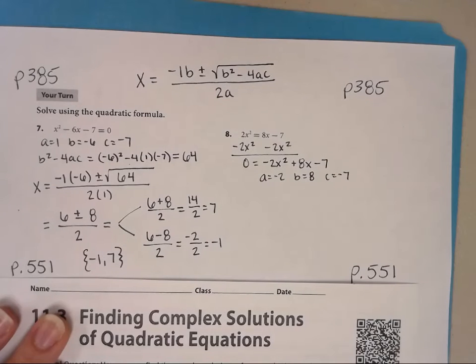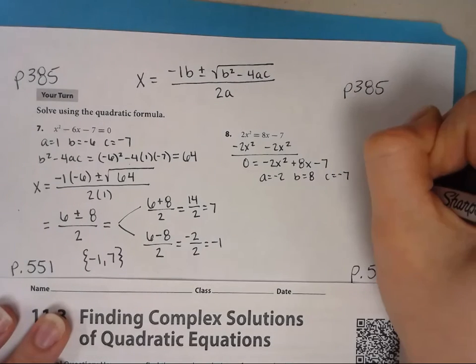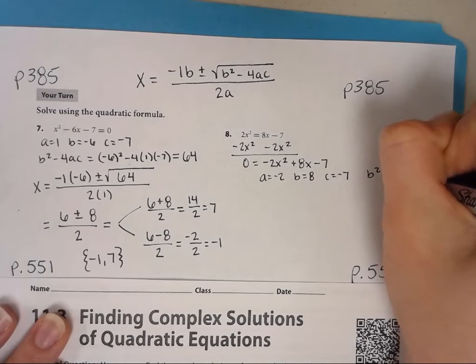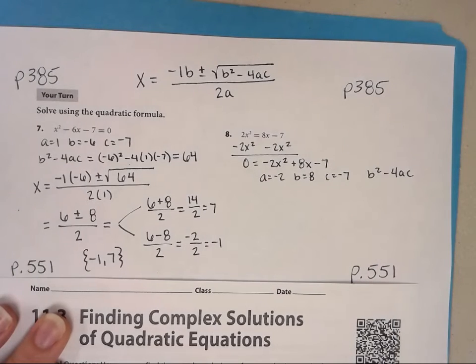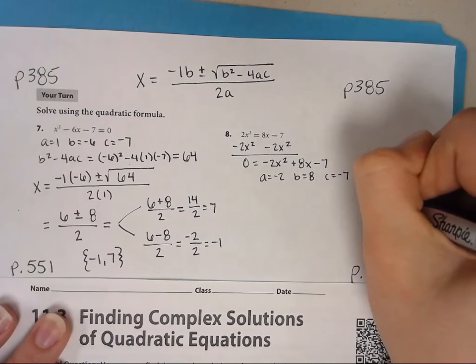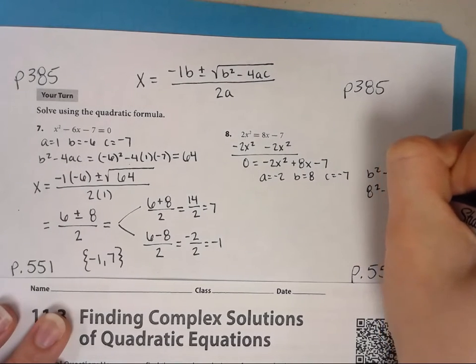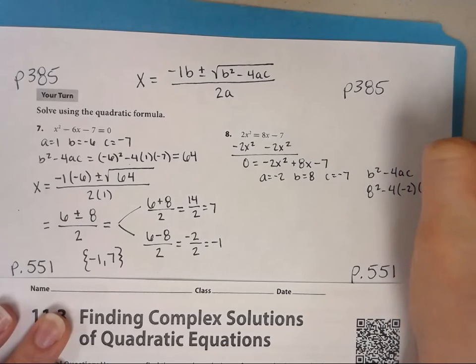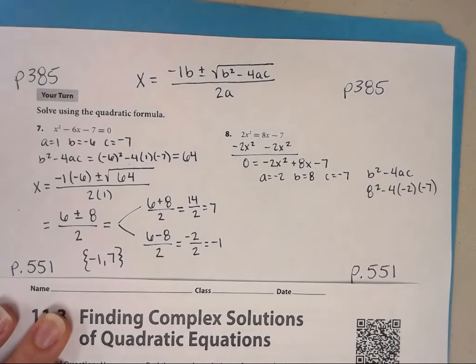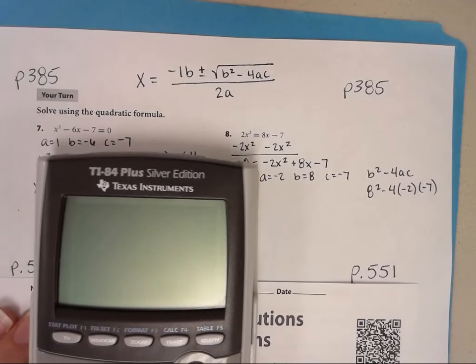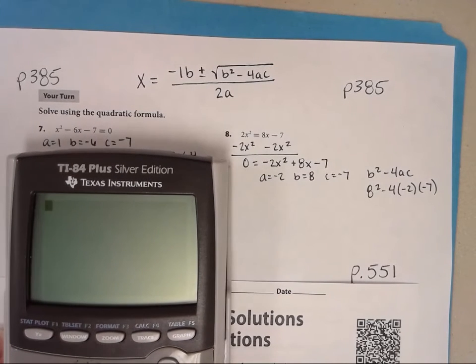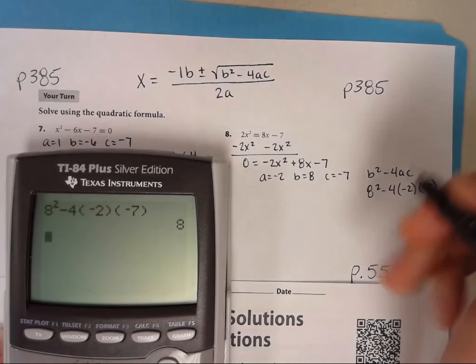Evaluate the discriminant, b squared minus 4ac. So 8 squared minus 4 times negative 2 times negative 7. That gives us a positive 8.